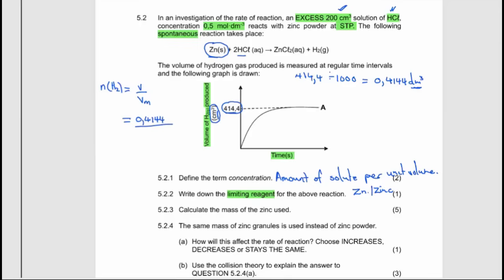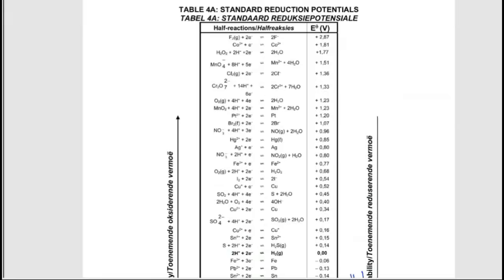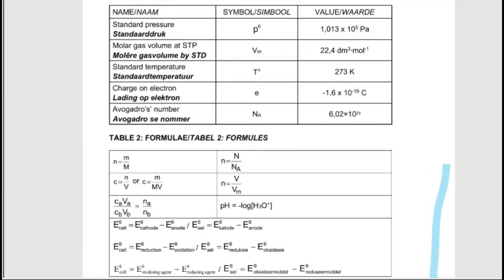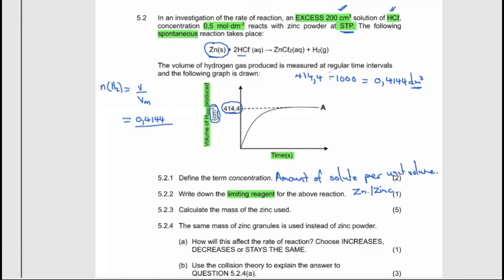So this is the molar gas volume at STP. We're given STP there, so the molar gas volume is 22,4. Where do I get this from? We get it from our data sheet, where we're going to have our Vm. Can you see this Vm at STP? So this is our STP, and the value there is 22,4. Therefore, I'm supposed to divide by 22,4, like that.